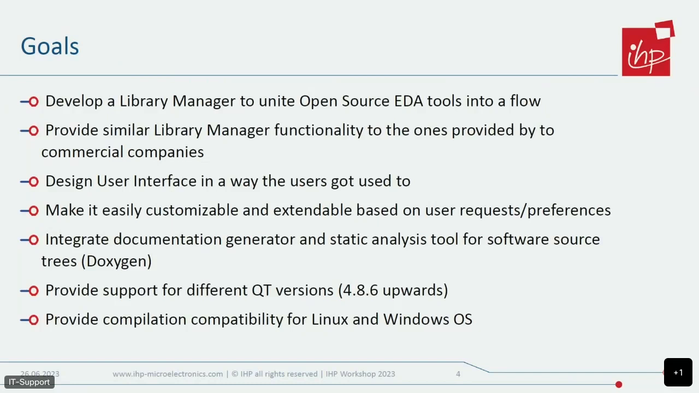Then I wanted to integrate the documentation generator. I've chosen Doxygen for that. And I used Qt, or Qt, different pronunciation. So I started with version 4.8.6 and upwards, up to actually version 6. My idea was to integrate Doxygen in Qt because it's easy to do, and then we have a flow. And surely Qt allows compiling code on different platforms, so it's platform independent, and users can execute the library manager all over the open source operating systems.